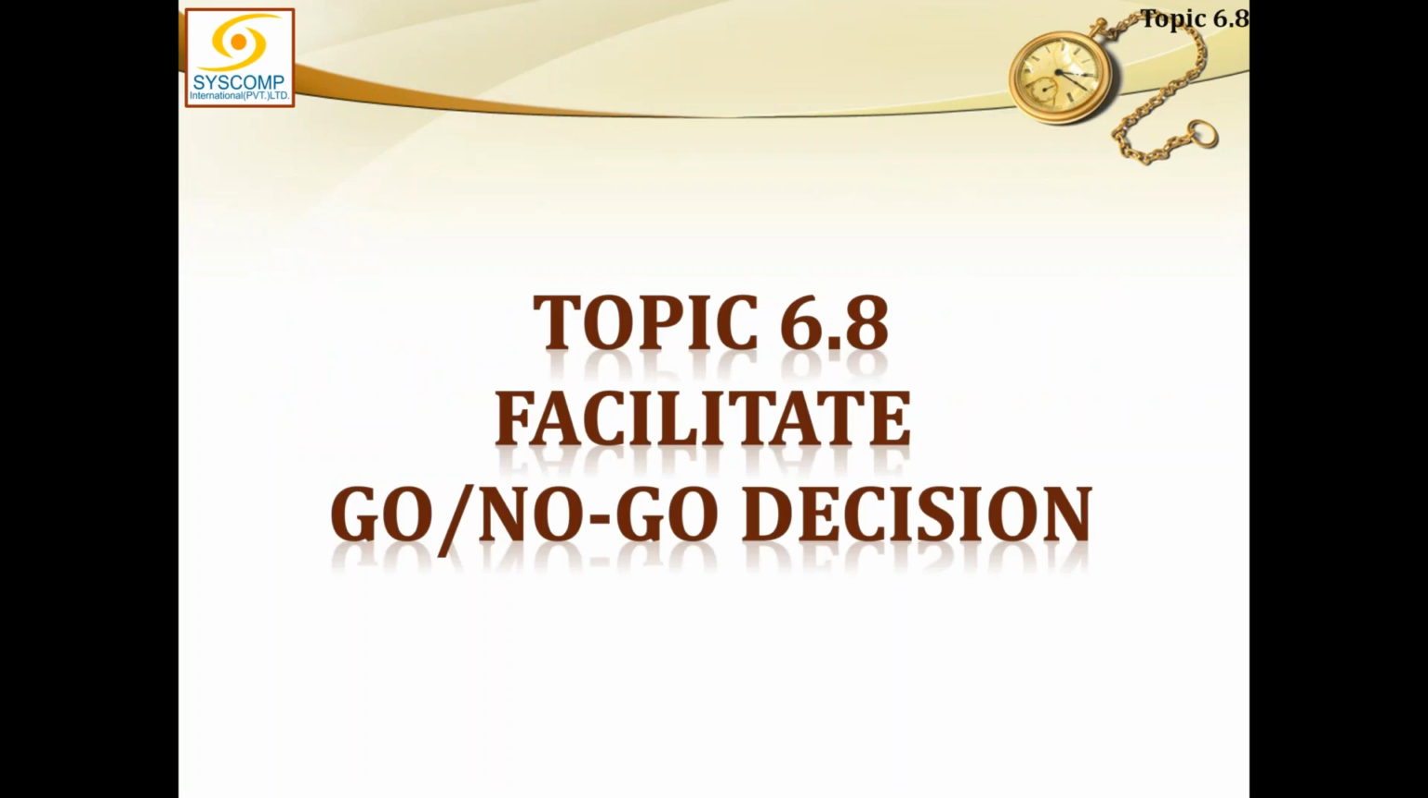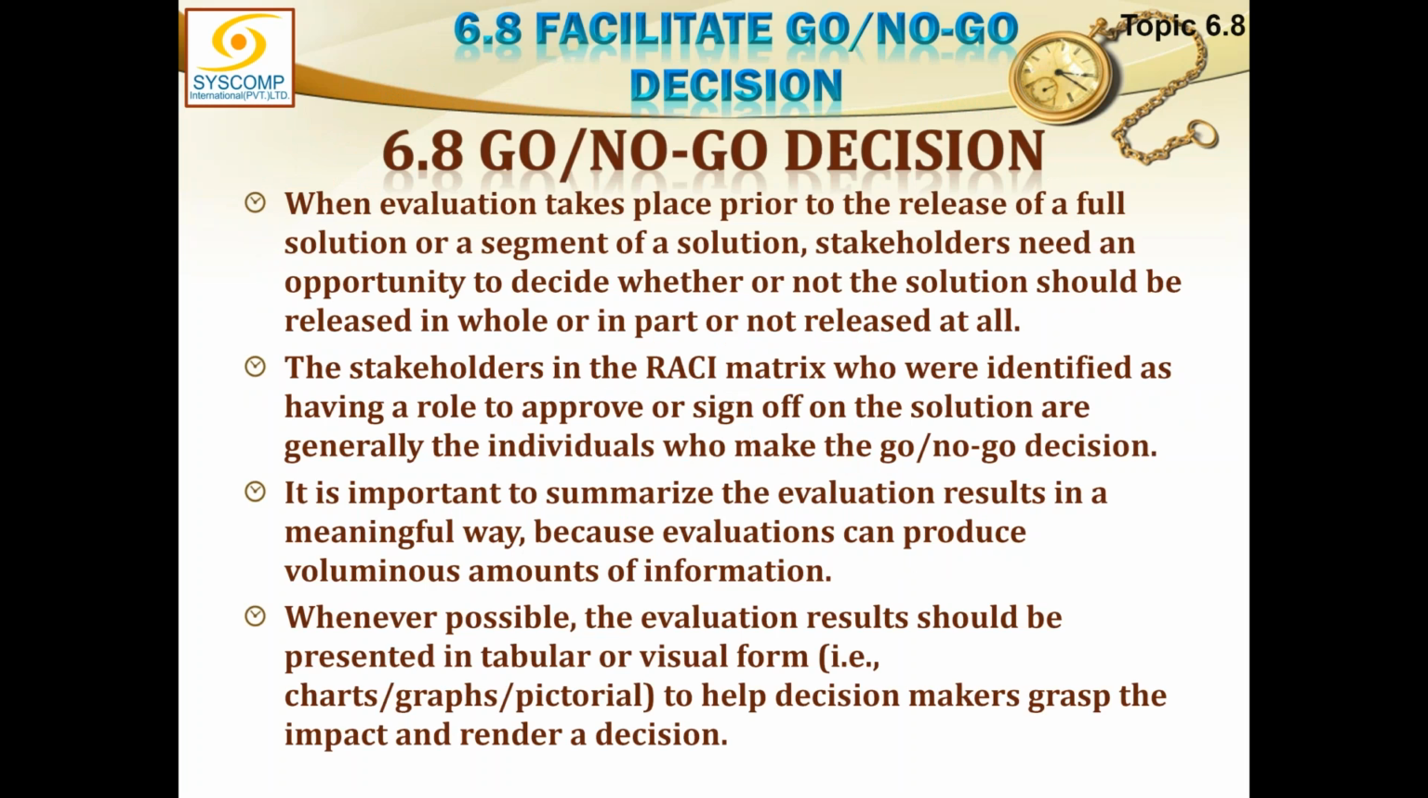Next is facilitate go/no-go decision. When evaluation takes place prior to the release of a full solution or a segment of a solution, stakeholders need an opportunity to decide whether the solution should be released in whole or in part, or not released at all. The stakeholders in the RASI matrix, that is responsible, accountable, concerned, and informed, who were identified as having a role to approve or sign off on the solution are generally the individuals who make the go or no-go decision.